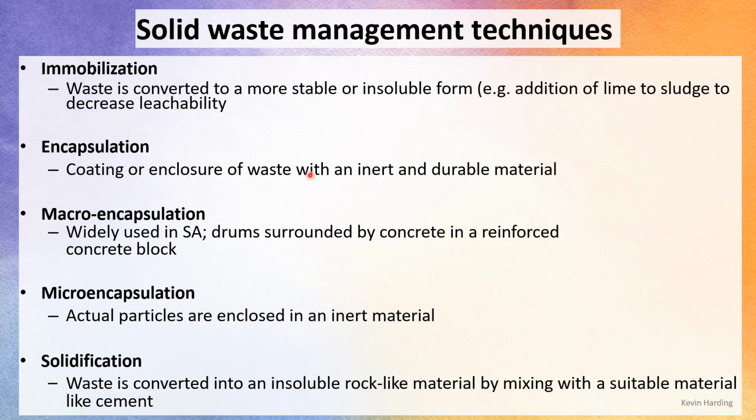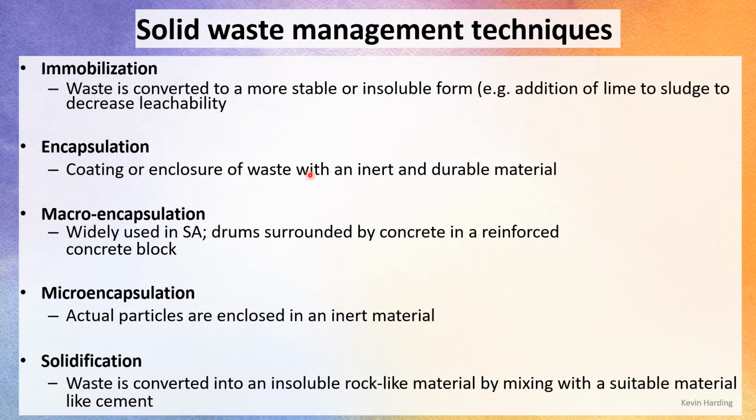There are some additional solid waste management techniques that we could also look at. The first one is immobilization. That is where waste is converted to a more stable or insoluble form. Depending on what you have, for example, you could add lime to a sludge to decrease its ability to flow or leach through the system.